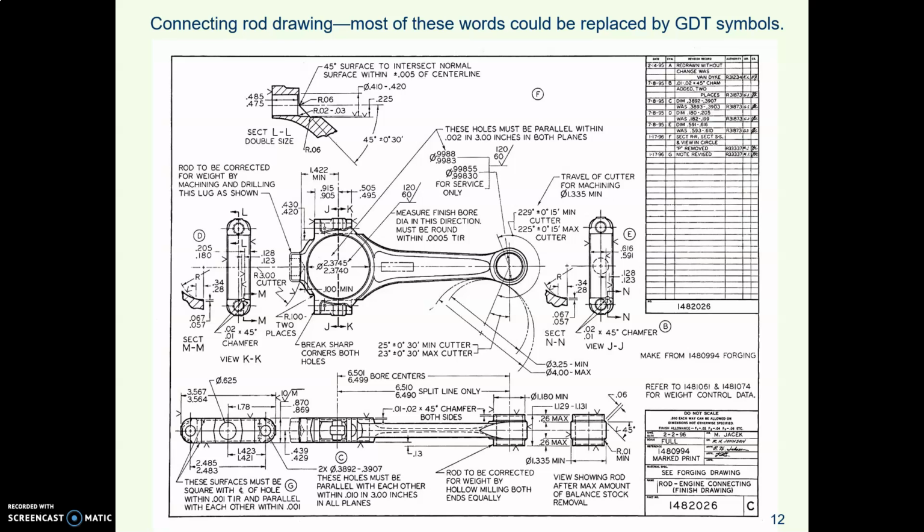This old drawing, I'm not sure, this title block doesn't give the company. I think it might be Caterpillar, but I forget. This is an extreme example of a part where they are describing a lot of stuff that has to happen with a whole bunch of words in English. And almost every one of these notes could be replaced by a single feature control frame with a geometric control in it. Like, for instance, here, these holes must be parallel within 2 thousandths, blah, blah, blah. You could replace that with just a symbol.